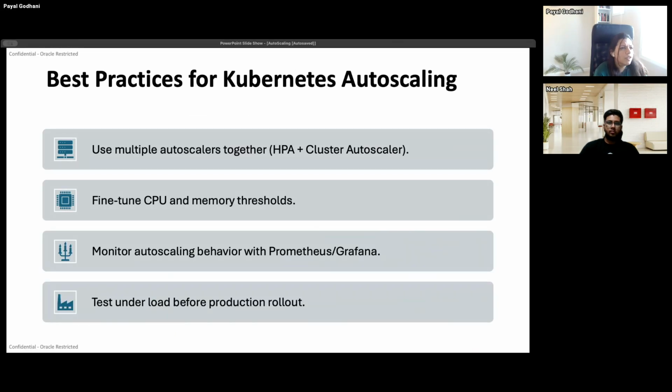So, what are some of the best practices you could use for Kubernetes autoscaling? Don't rely on one autoscaler. Try to combine at least one or two, depending upon the use case. For scaling web traffic, we typically use an HPA and cluster autoscaler together. The second one is, fine-tune your CPU and memory depending upon your workload.